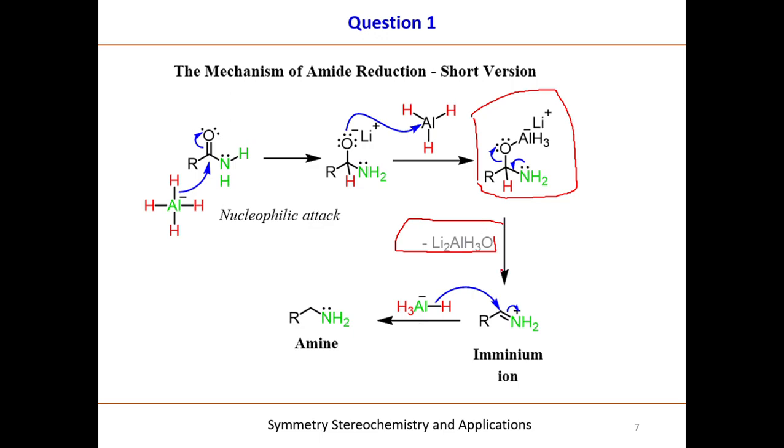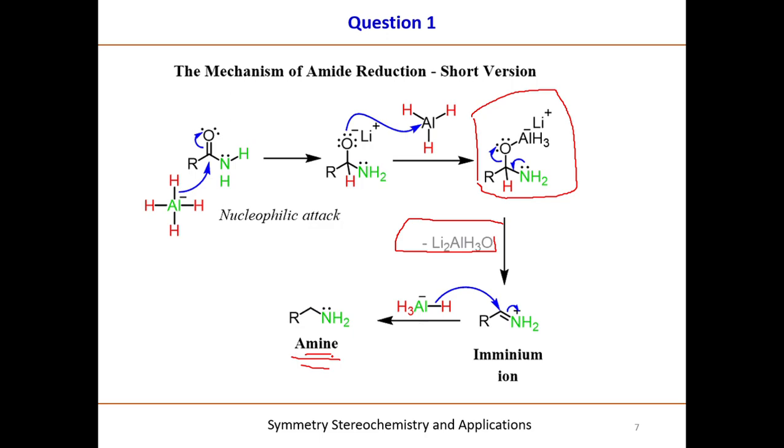Here we will get the whole iminium ion, and this iminium ion will be further attacked by the hydride ion to give the corresponding amine. So hydride will again attack over here, and this lone pair will be back on the nitrogen atom, and we will get nitrogen over here again, and the corresponding amine formation will take place. So this is the mechanism for the lithium aluminium hydride reaction.